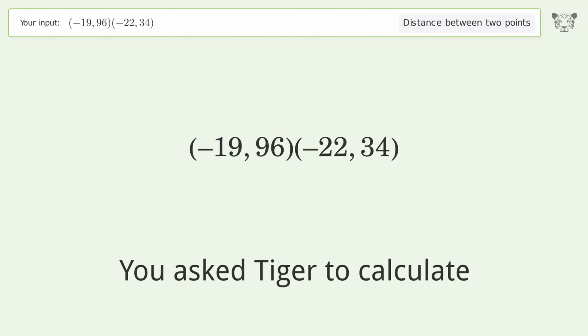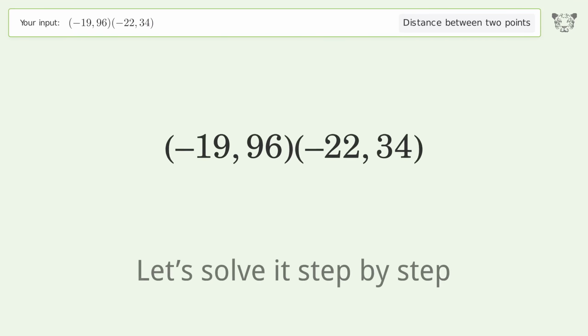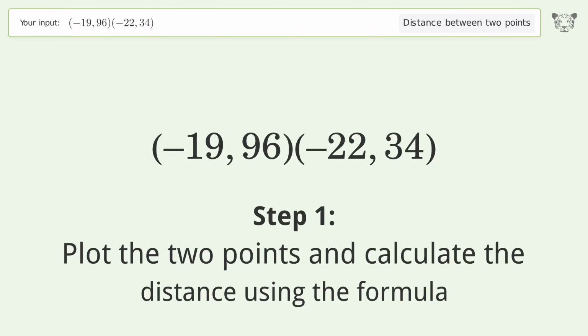You ask Tiger to calculate. This deals with the distance between 2 points. The distance between the 2 points is the square root of 3,853, or 62.073. Let's solve it step by step. Plot the 2 points and calculate the distance using the formula.